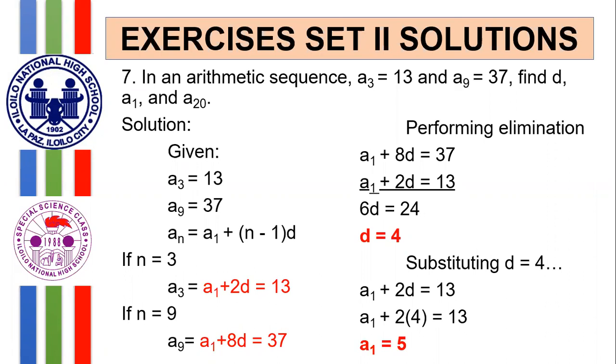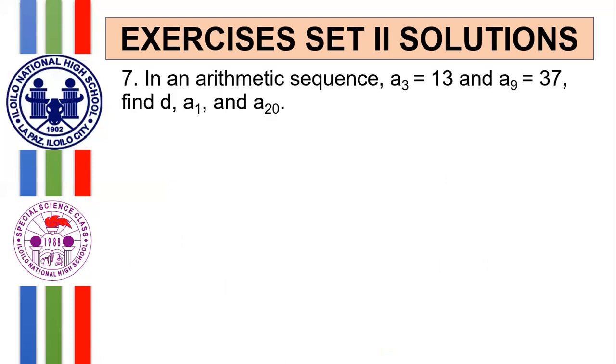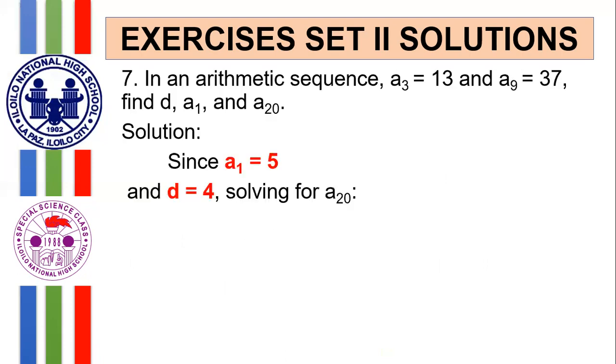Now that you have the first term and the common difference, it is now possible to determine the 20th term of this sequence. To do so, we will substitute again into this explicit form, but since we will be solving for a sub 20, we will let n be equal to 20.